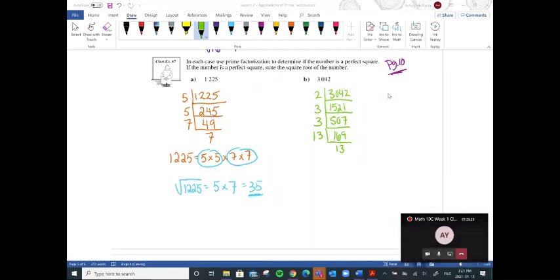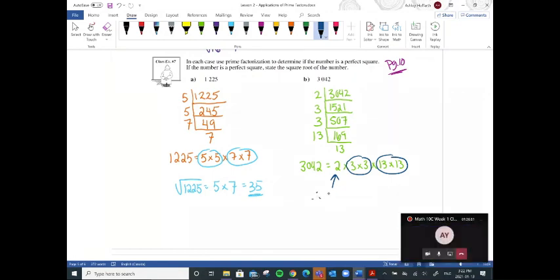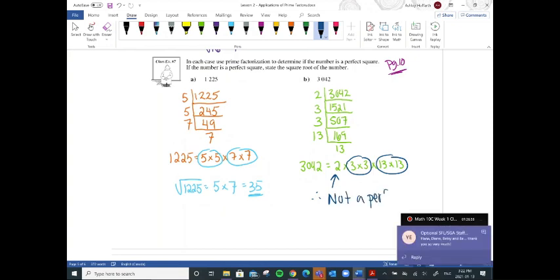Okay, so if we wrote out our prime factorization statement, we'd have 3042 is equal to 2 times 3 times 3 times 13 times 13. So what we have is a perfect pair of 3s, a perfect pair of 13s, but this 2 doesn't have a pair. So because I don't have perfect pairs, this is not a perfect square. Each number has to pair off perfectly with nothing else left over.